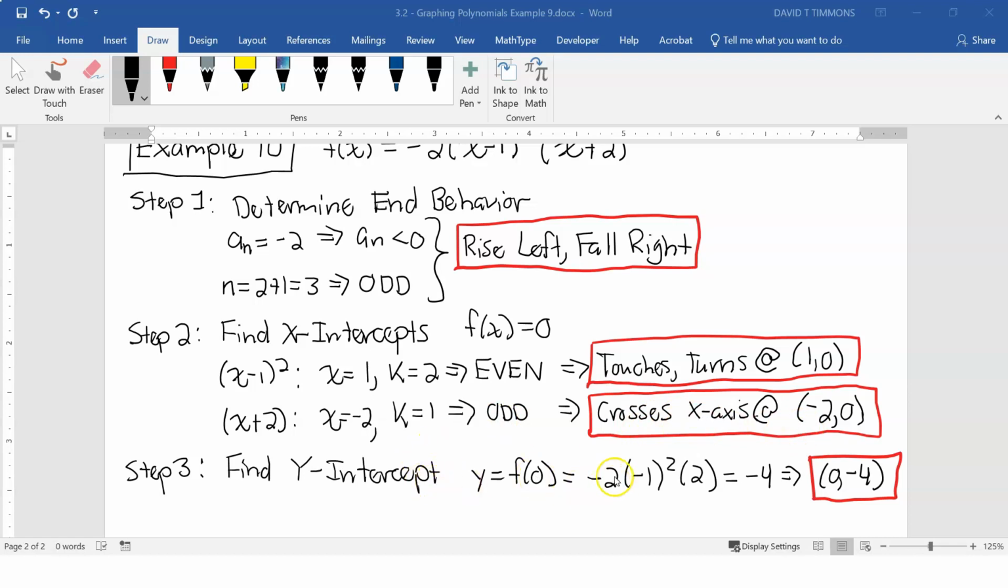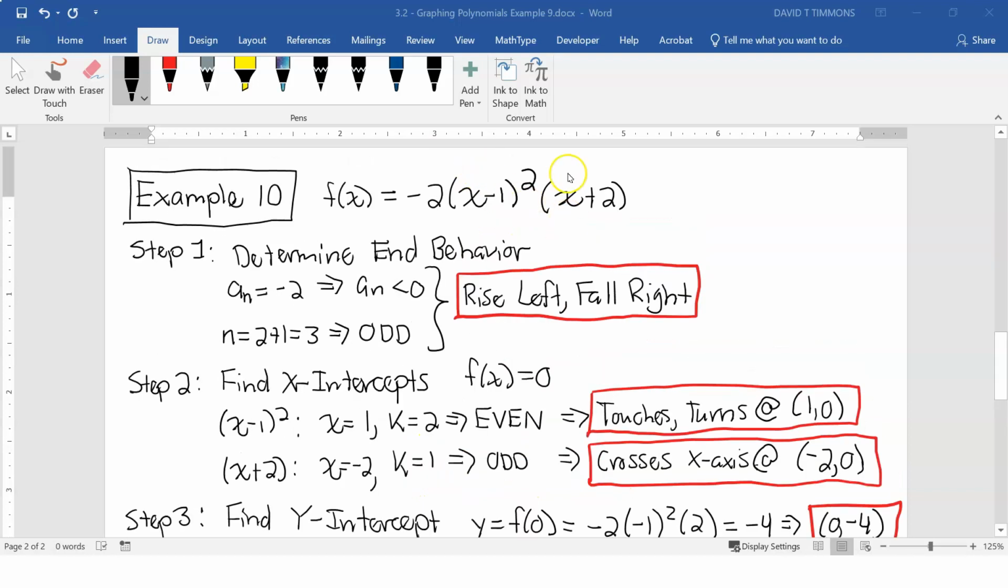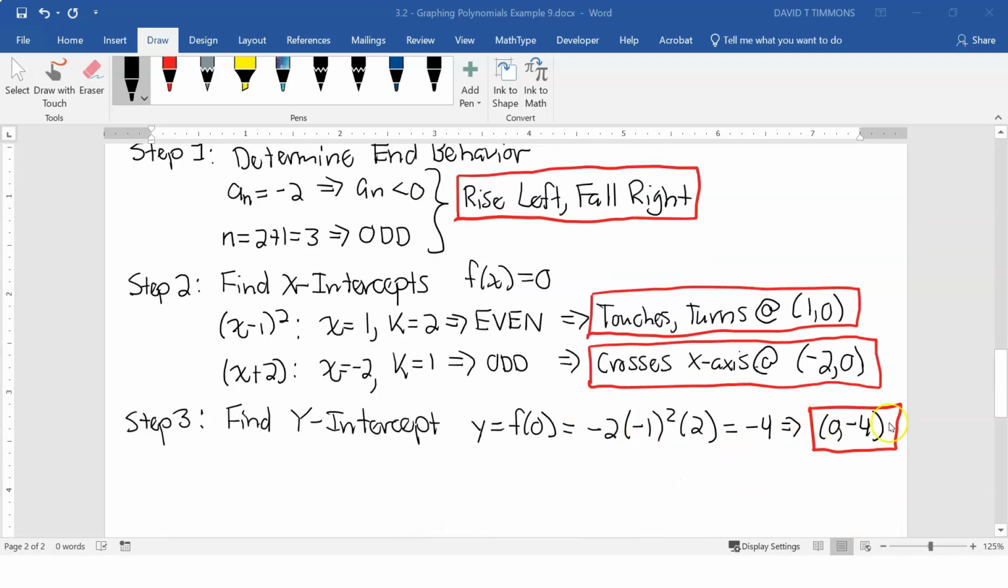Step 3, find the y-intercept. We substitute 0 into our equation here, and eventually you'll get a value of 4, so the y-intercept is now 0 and minus 4.